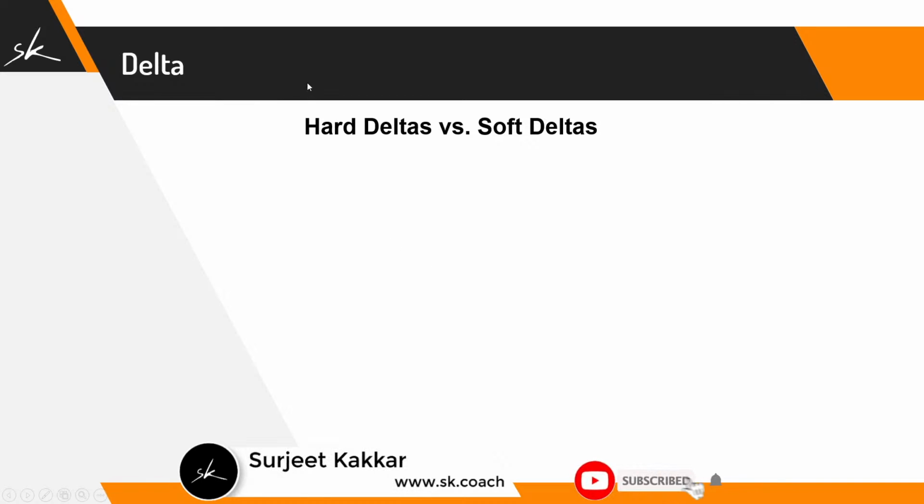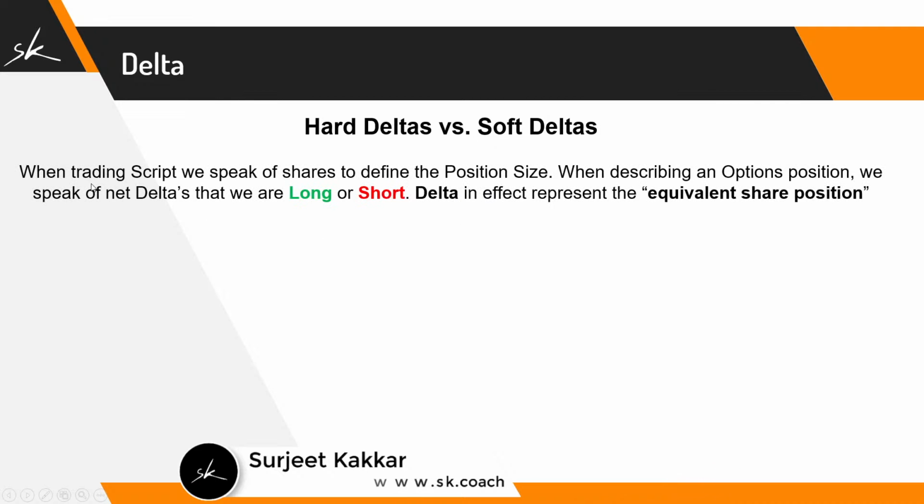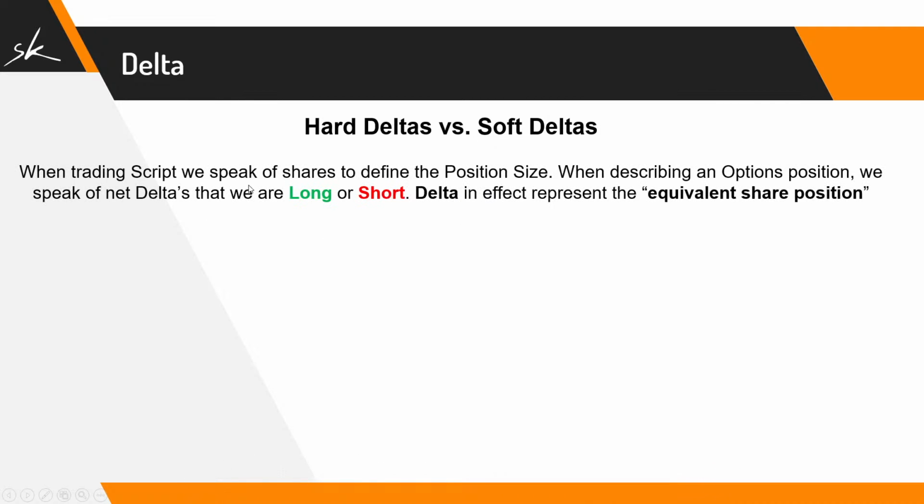All right, so now this brings us to the topic of hard deltas and soft deltas, right? Because there are two kinds of deltas, the hard deltas and the soft deltas. So when trading a script, we speak of shares to define the position size, right? We always say I have 100 shares, I have 500 shares, I have 1,000 shares. But when describing an option, we speak of net deltas, whether we are long those net deltas or whether we are short those net deltas. Delta, in effect, represents the equivalent of position size.